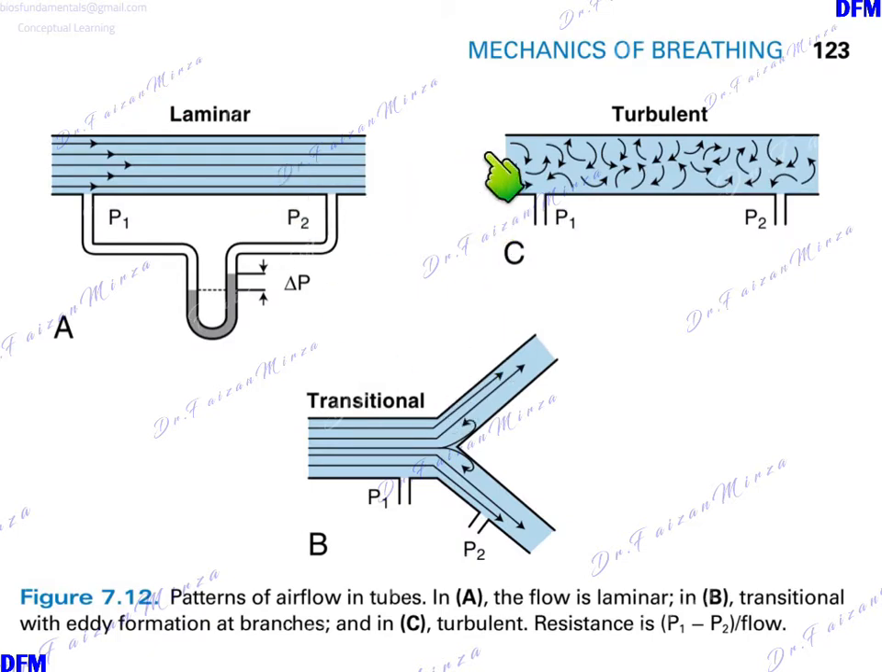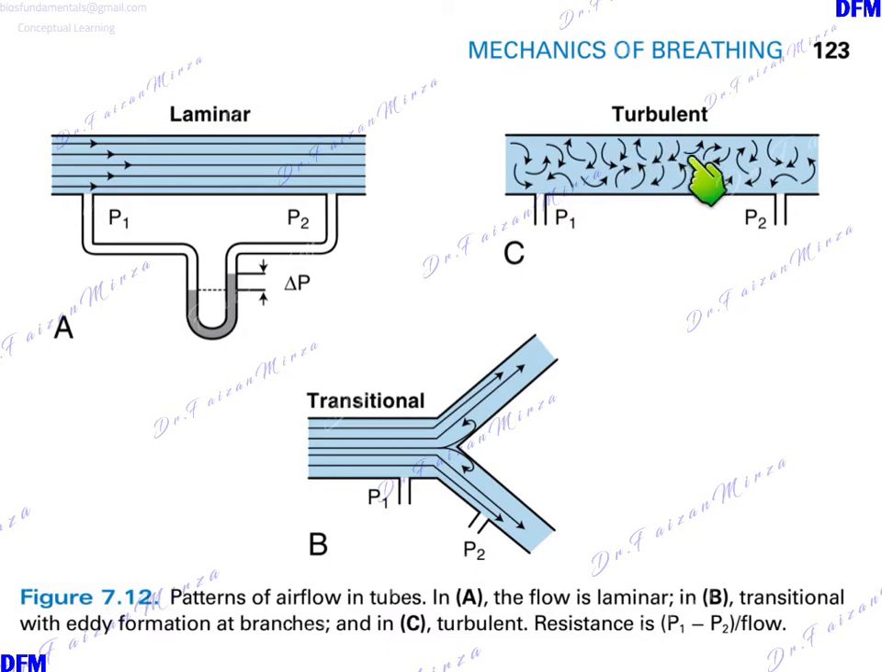Mechanics of breathing also shows us how different flows can occur inside our airways. This shows you the laminar flow. Laminar flow shows that all the air, or you can say the gas molecules, are traveling in parallel straight lines. This is called laminar flow. This is turbulent flow. You can see eddy currents have formed. This circular, or you can say chaotic, movement of these arrows shows that this is turbulent flow.